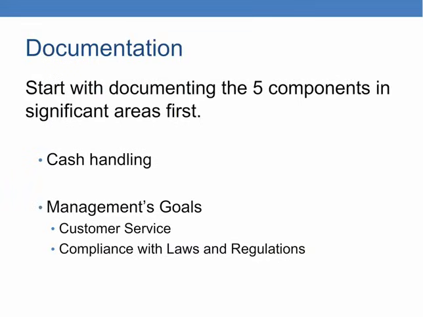For regulatory reporting, which is basically cash basis reporting, the significant areas are somewhat basic and include cash handling and management goals. Cash handling includes receiving, dispersing, and reconciling of cash balances, making sure to consider all 5 internal control component areas for each of the significant areas. Management's goals include customer service and compliance with laws and regulations. You want to make sure that you have documentation for the controls that are in place for meeting management's goals.